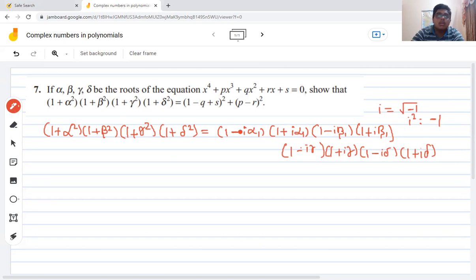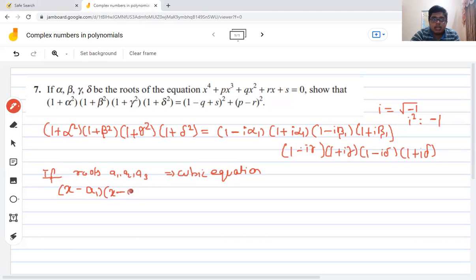So why am I doing this? It's because sometimes we can write a polynomial in terms of its roots. So if a particular cubic equation has roots a1, a2, a3, then I can write that as (x - a1)(x - a2)(x - a3).